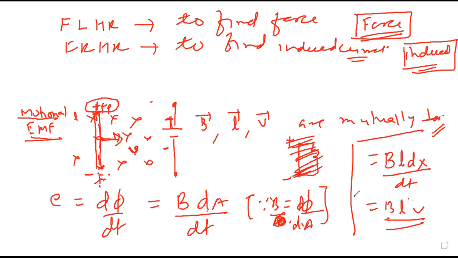Then derive the formula, BLV. You have to only remember this formula. When a conductor of length L is translated or moved with velocity v perpendicular to the field, then the EMF induced is BLV. To get the direction, we are using Fleming's right hand rule.